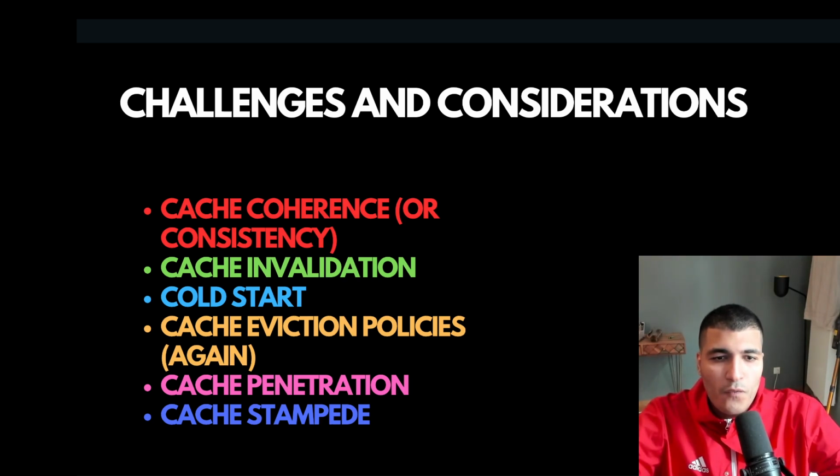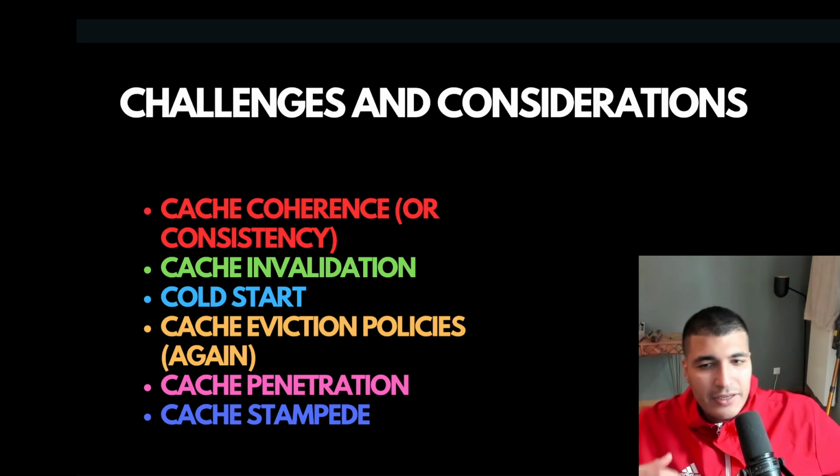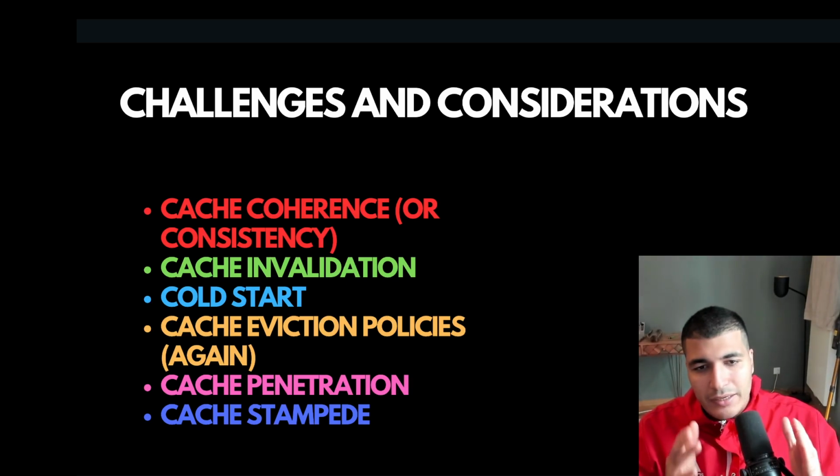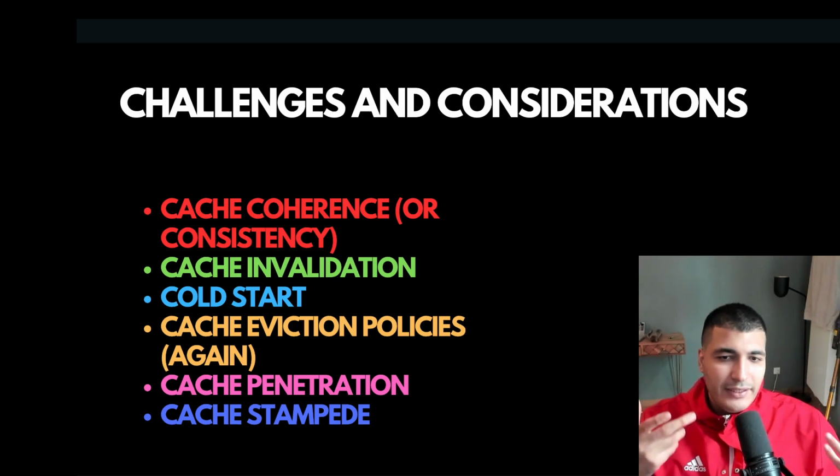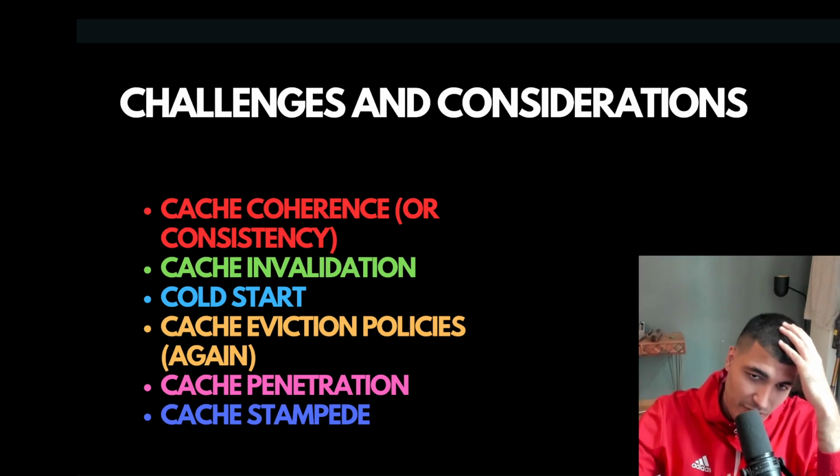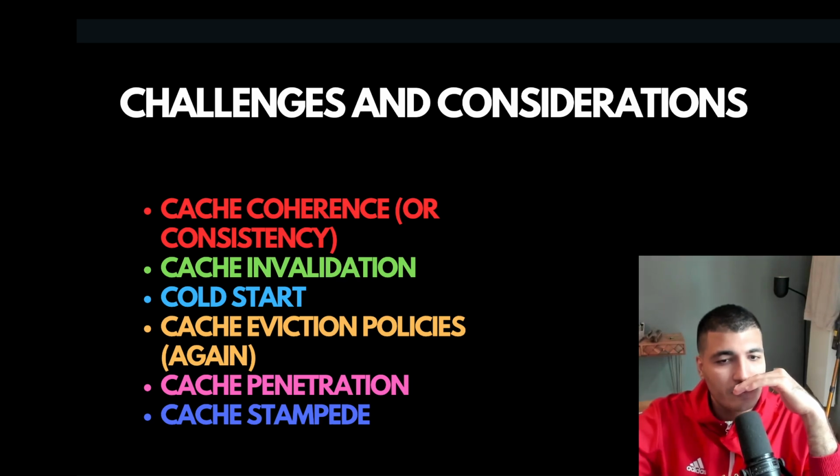Number four, cache eviction policies. Again, deciding which items to remove when the cache reaches its capacity, like LRU or LFU, is crucial for maintaining cache effectiveness. The wrong policy can lead to frequently needed data being evicted too soon.